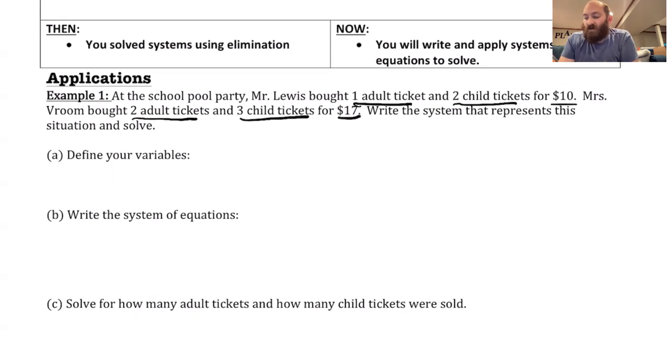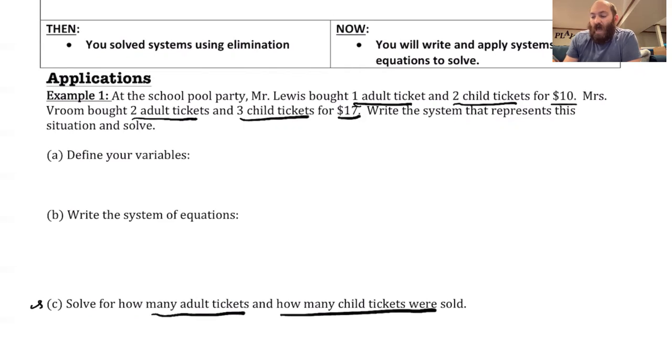I'm not a huge fan of this question because we don't know the question right now. When it just says write the system that represents it and solve, what are we solving? I don't know. So let's jump down here to part C real fast. Solve for how many adult tickets, how many children tickets were sold. This helps me do part A.